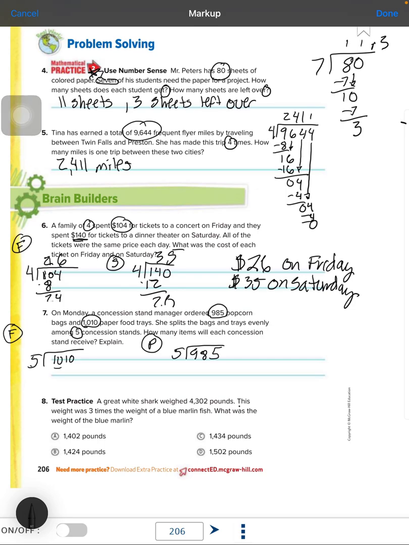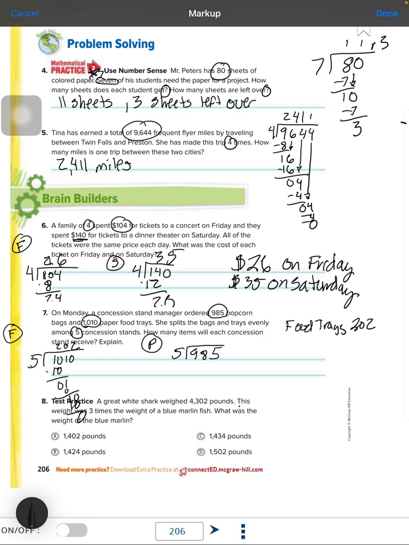Okay, 5 will go into 1. Nope, 5 is going to have to go into 10. 5 will go into 10 twice. 2 times 5 is 10. 10 minus 10 is 0. Bring down the 1. It won't go into that, so that's going to be a 0. Bring down the 0 to make 10. 5 will go into 10 twice. Okay, so for the food trays, each will receive 202 of them.